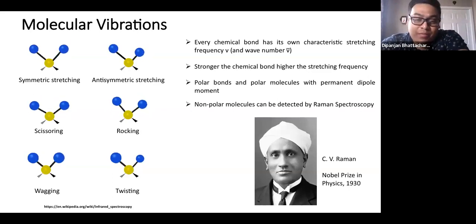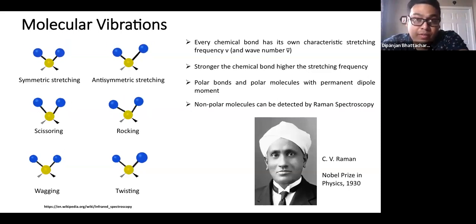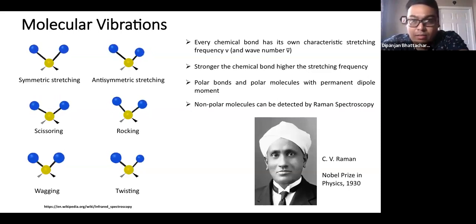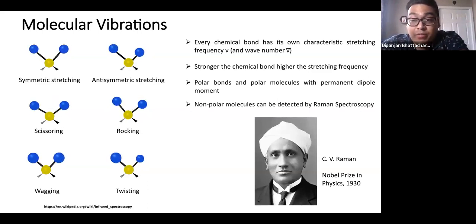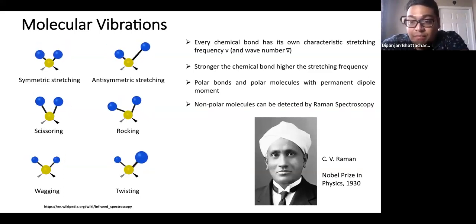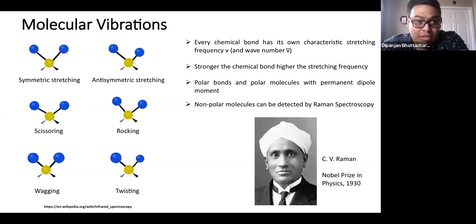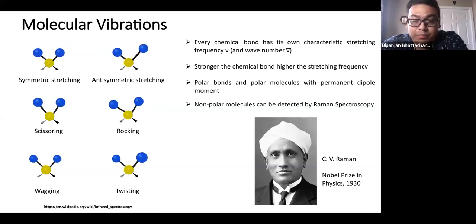I actually did my BSc from the same university where he did his work, the University of Calcutta. And I actually saw his lab. It's kind of locked now, it's very old, where he actually discovered his famous Raman scattering. Fun fact for C.V. Raman, he did not have a formal PhD in his field.